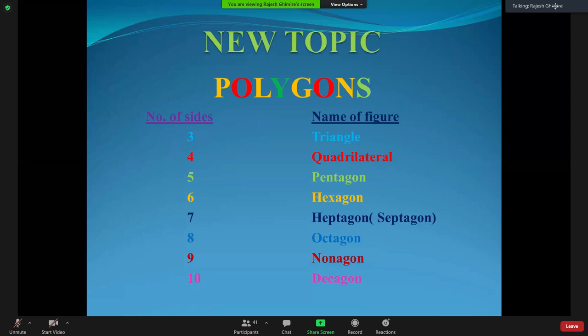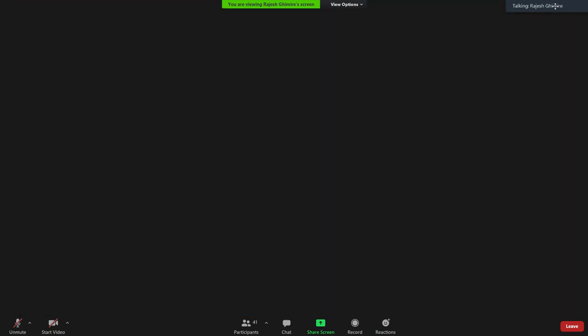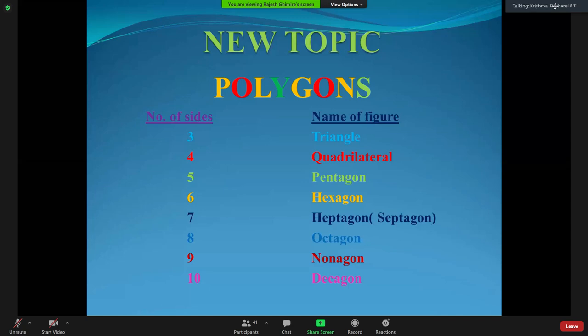First of all, you need to know these things. Three sides, okay, go on, you tell me. If the geometrical figure is bounded by three sides, it is called? Triangle. Four sides? Quadrilateral. Okay, five sides, it is called? Pentagon. If it is bounded by six sides, it is called? Hexagon. If it is bounded by seven sides, it is called? Heptagon.